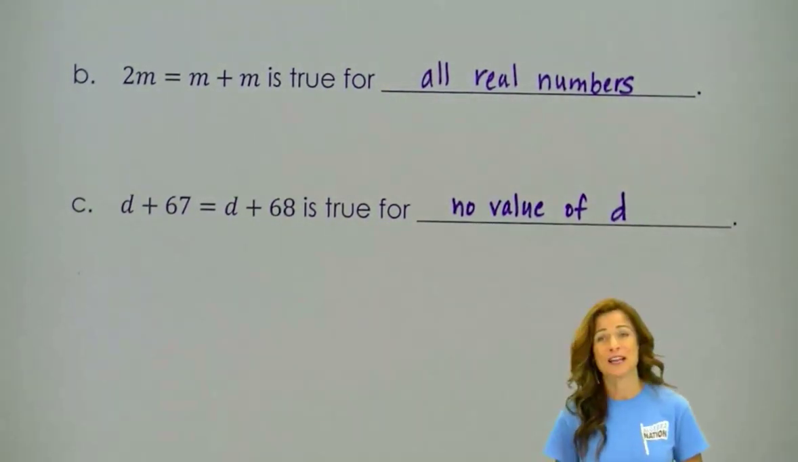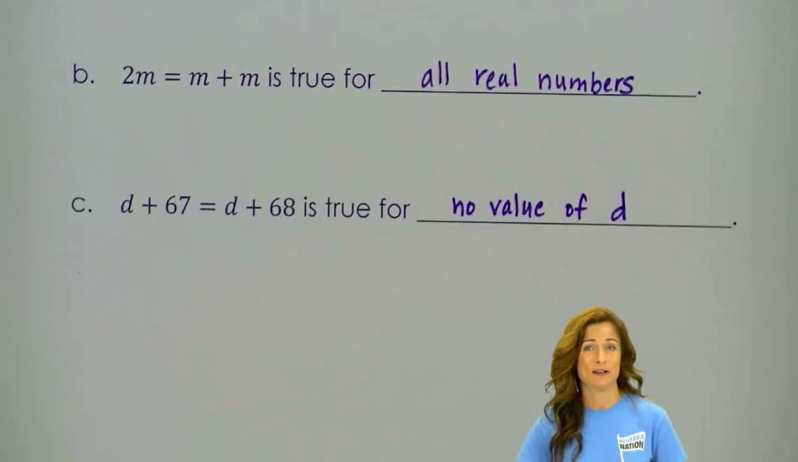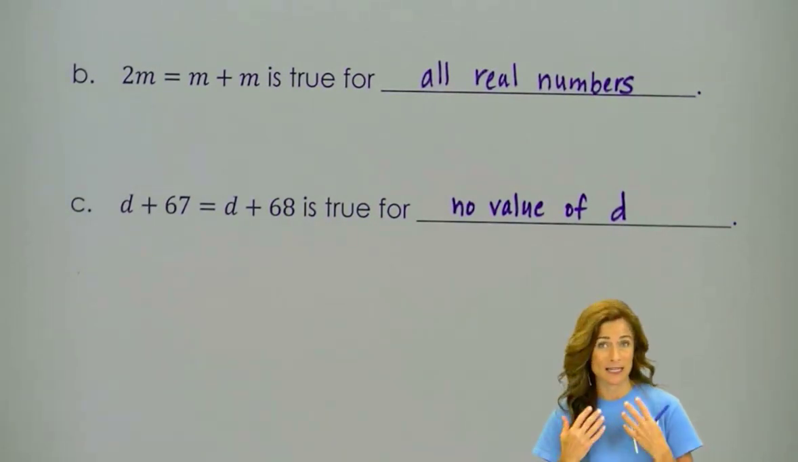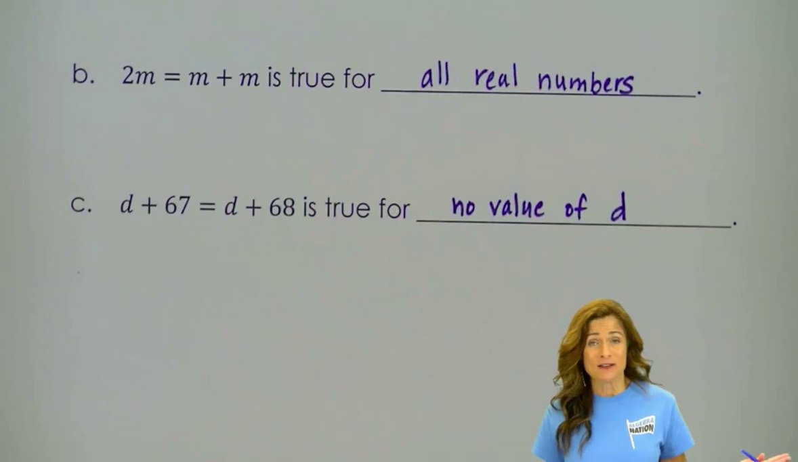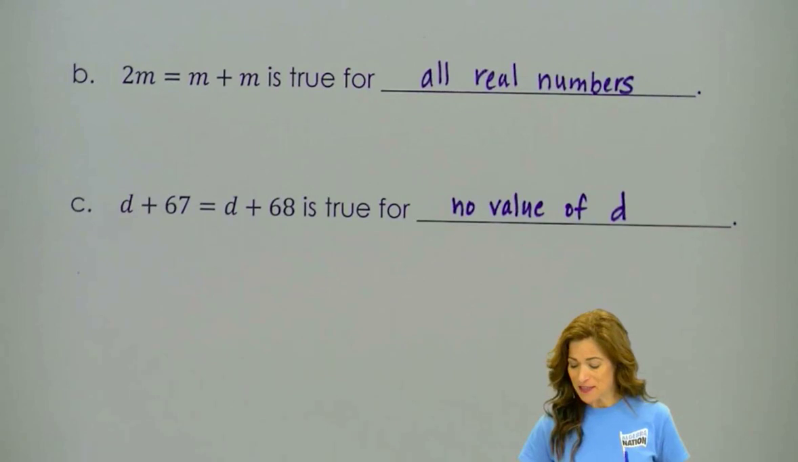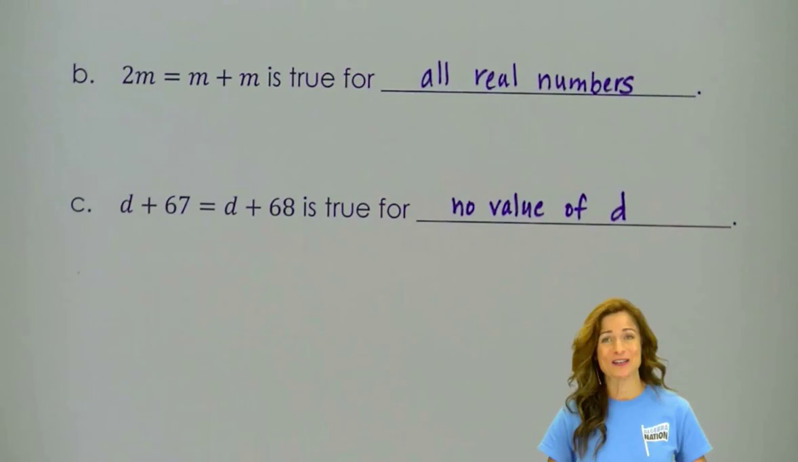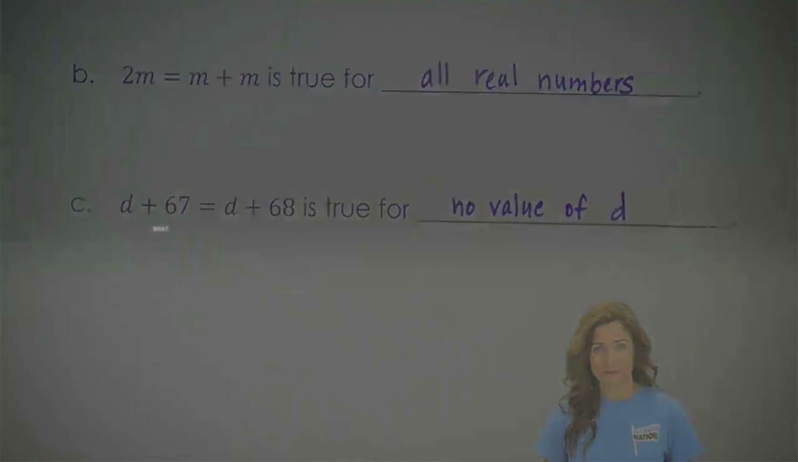Okay, so I hope you had some fun looking at those and seeing where number sentences are true and when we have one value that makes it true, or infinitely many values that make it true, or none that make it true. So now that we've worked on that, let's work together on a beat the test.